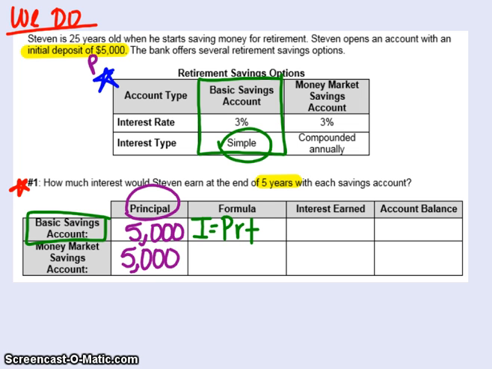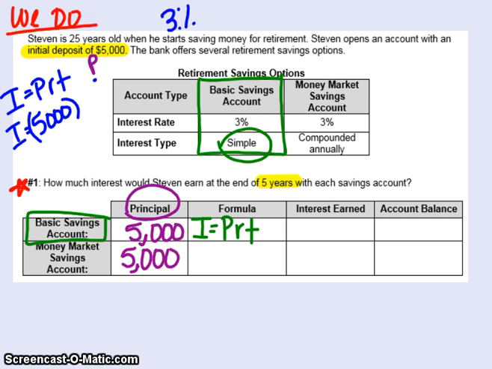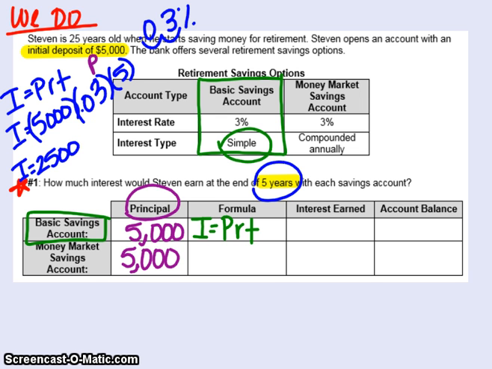So let's go ahead and solve for my interest. So I use I is equal to PRT. My principal being my $5,000. My rate being my percent, but remember I got to change that 3% to a decimal, so it's actually 0.03 times my time, which is going to be 5 years. Well, I know that 5,000 times 5 easily gives me 25,000. And I just have to multiply 25,000 by 0.03. And let's see what we get.